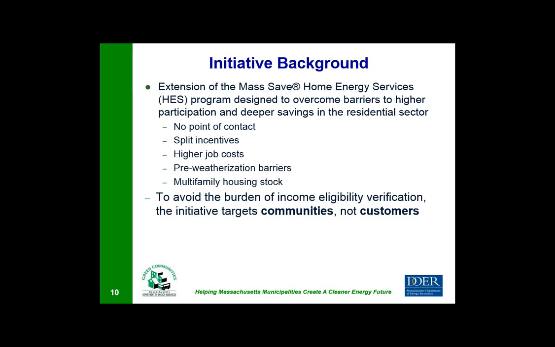And so it was really building on that existing program, but making changes to it to hopefully reach the low to moderate income customers, because these customers have some particular barriers to participation, and some of these are listed on the slide. Many of them live in housing stock that is older and has some pre-weatherization barriers, things that must be addressed like knob and tube wiring before changes can be made to that home.